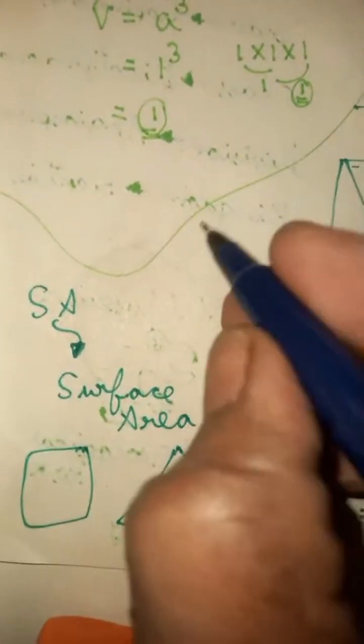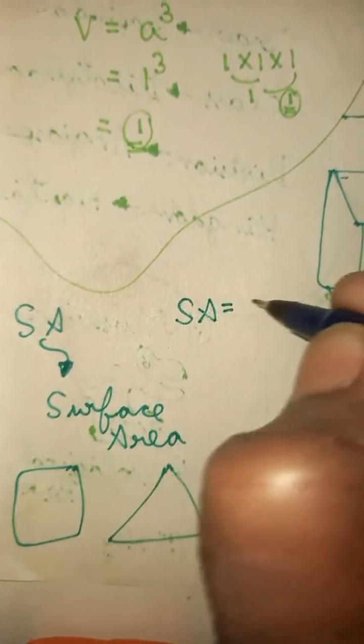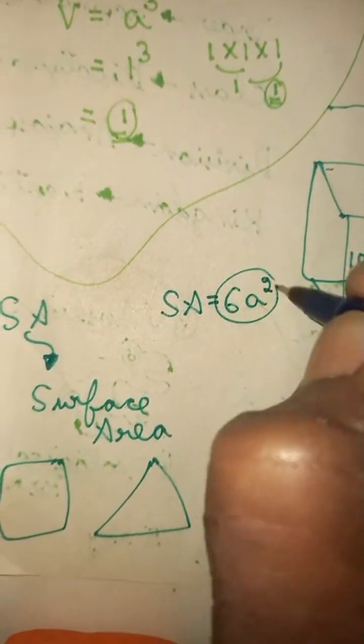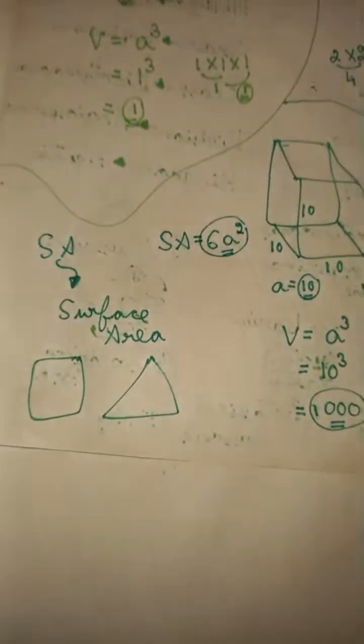So the surface area of the cube is going to become 6a squared. That is the formula for the surface area. I am going to tell how to find it out.